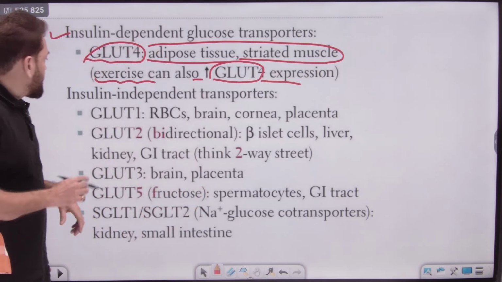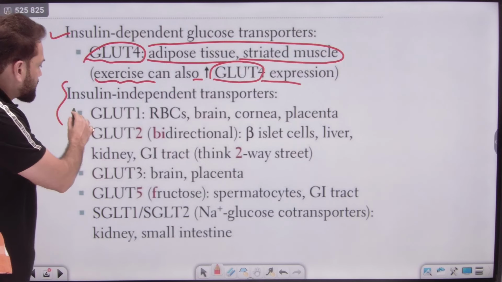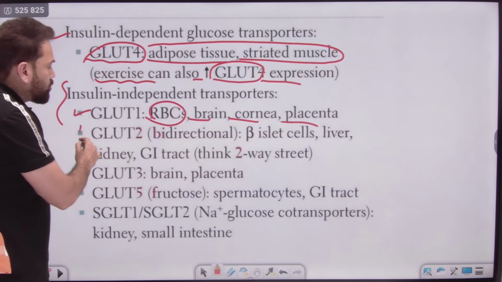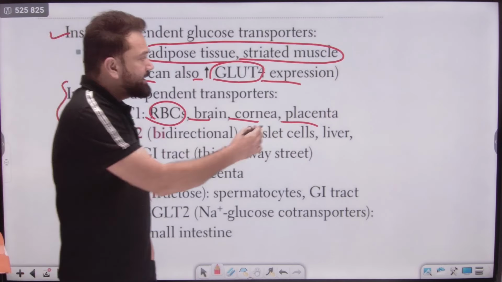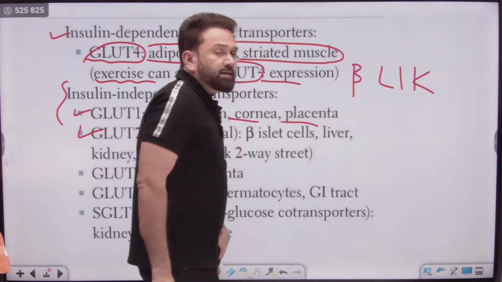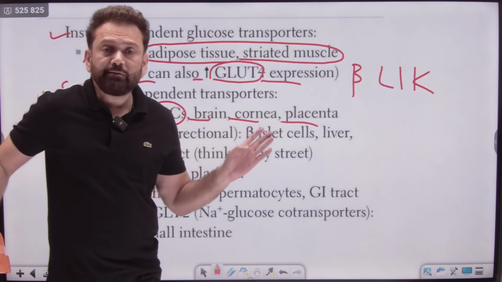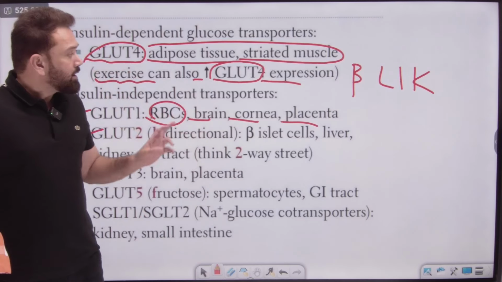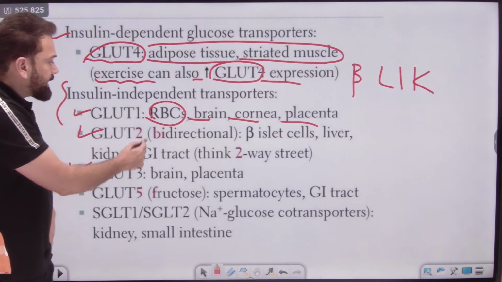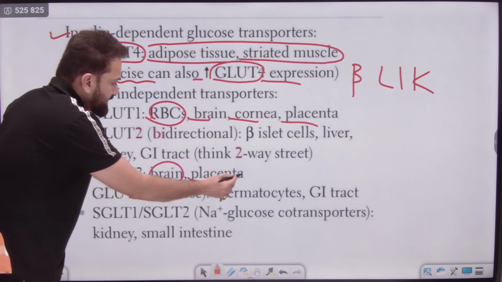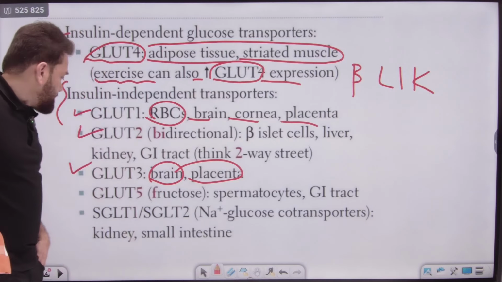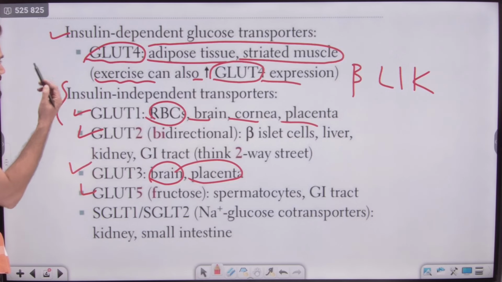Now, insulin independent transporters are GLUT1 in the RBC, brain, cornea and placenta. GLUT2 can be remembered by the mnemonic beta cell likes: beta cell of pancreas, liver, intestine and kidney. GLUT3 is found in brain and placenta. In brain and placenta we have GLUT1 also and GLUT3 also. GLUT4 we have already discussed, it is insulin dependent.